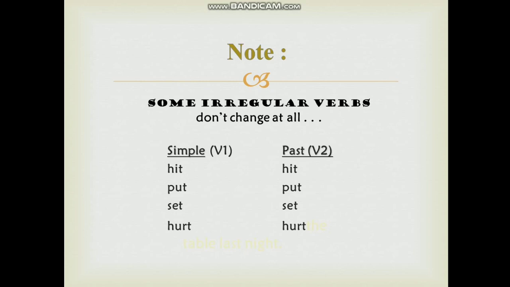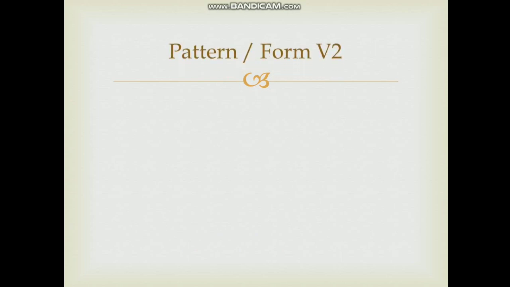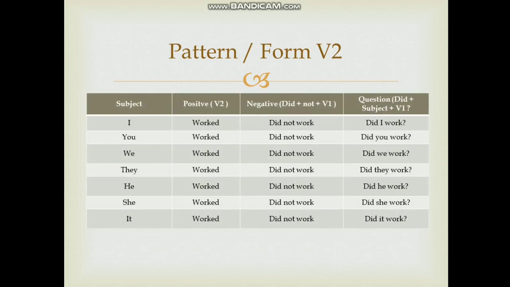The next part is about the pattern of verb 2. Some people call it a verbal sentence. It means if we want to make a sentence, we have to state a verb in the sentence. We call it like this: the subject is I, you, he, it; if you want to choose one, you just choose one. Maybe for we: we work. This is the positive.